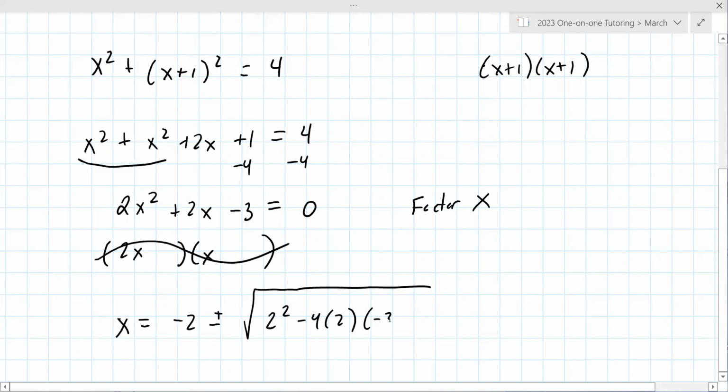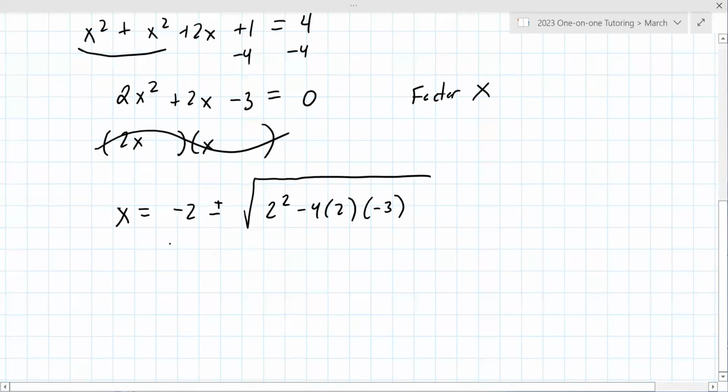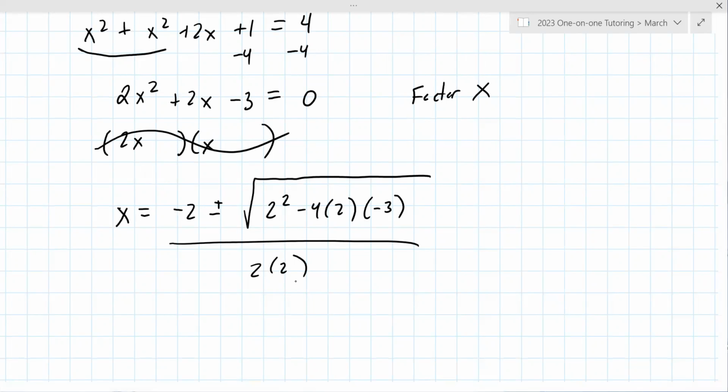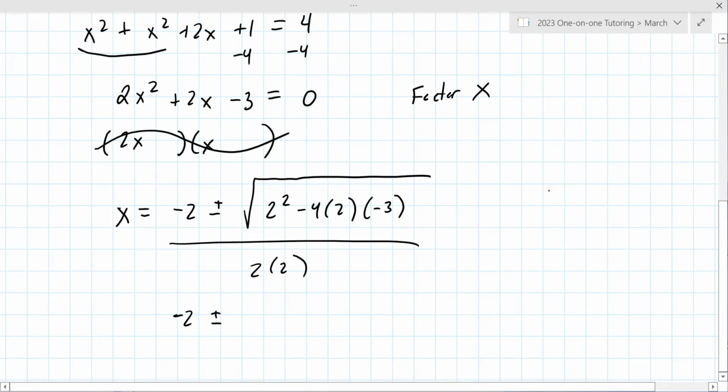2 times minus 3 all over 2 times 2. Okay, I guess we can simplify this further. So x equals minus 2 plus or minus the square root of 4 minus 8... 4 plus, was that 24? So it's the square root of 28, I think. Yep, correct, all over 4.